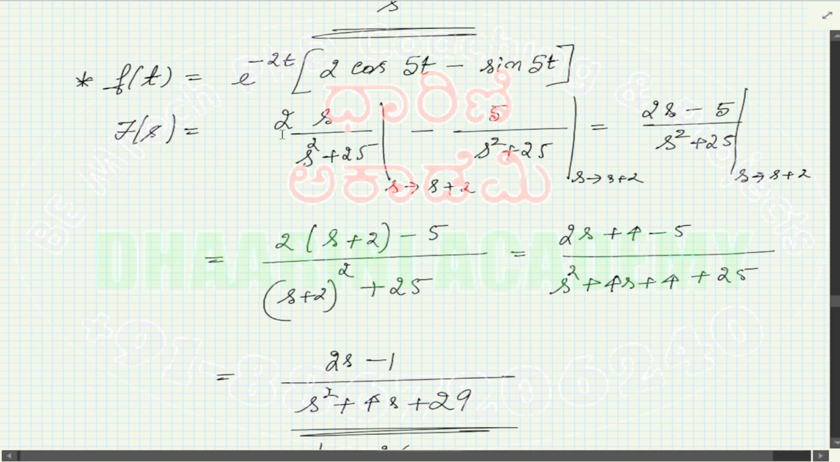All right, so the first one: e to the minus 2t into (2 cos 5t minus sin 5t). There I can see e to the at outside, e to the at into some f1 of t minus f2 of t. That's fine. So first we'll write the Laplace of f1 and f2. That is 2s by s square plus 25 for the first one, minus sin 5t, which is 5 by s square plus 25. But I have to substitute s by s plus a, correct? Because e to the minus at shifts s. So every s has to be replaced like this.